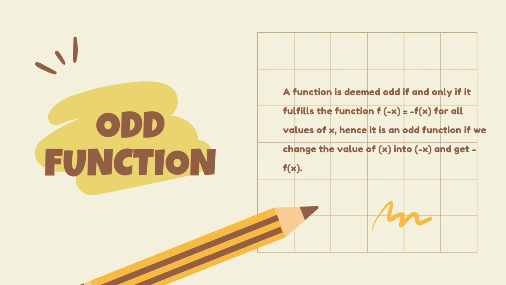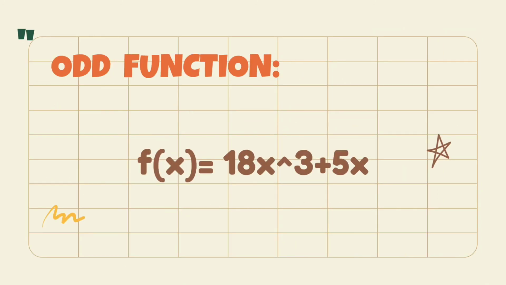Odd function. A function is deemed to be odd if and only if f of negative x is equal to negative f of x for all values of x. Hence, it is an odd function if we change the value of x into negative x and get negative f of x. Okay, so for example, we have f of x equals 18x cubed plus 5x.